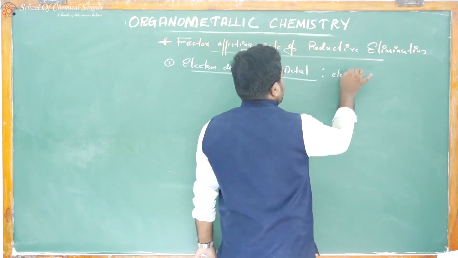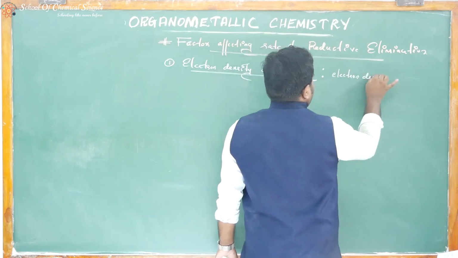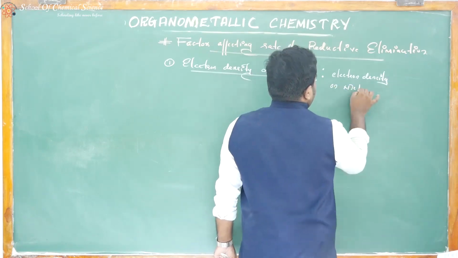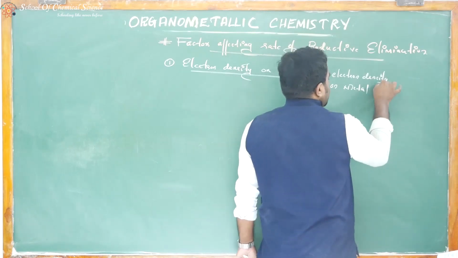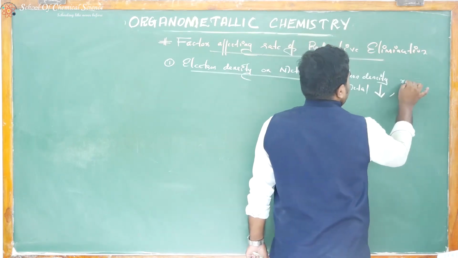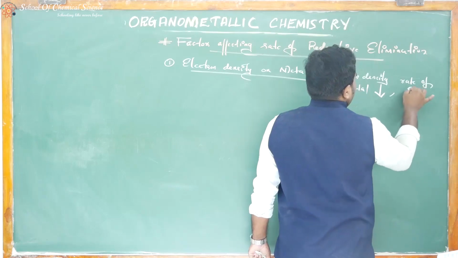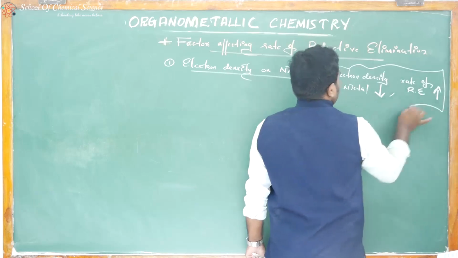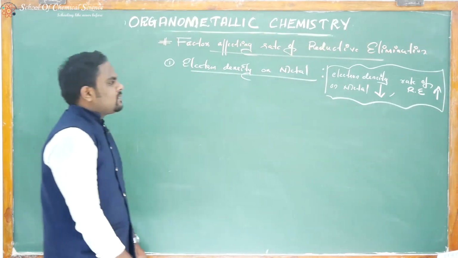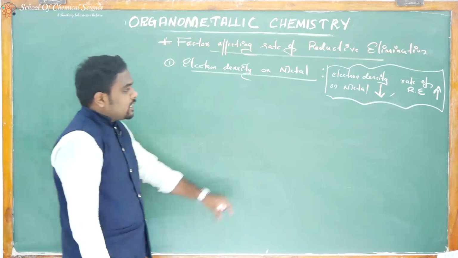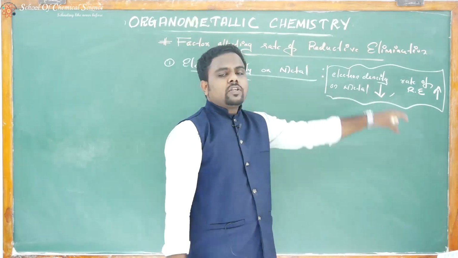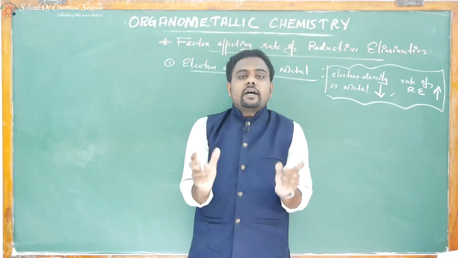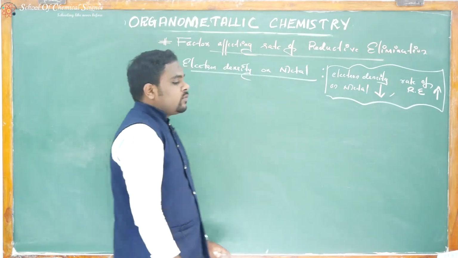When electron density on metal decreases, rate of reductive elimination increases. That is the point. It is just opposite to that of oxidative addition. When the electron density on the metal decreases, the rate of reductive elimination increases. So if the metal has less pi electron density, the rate of reductive elimination is higher.